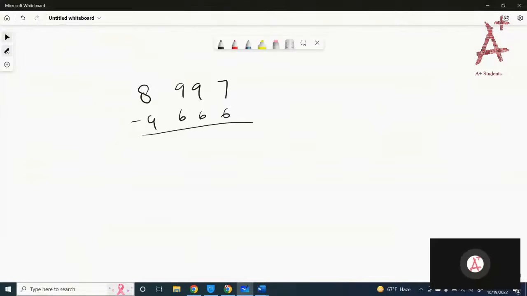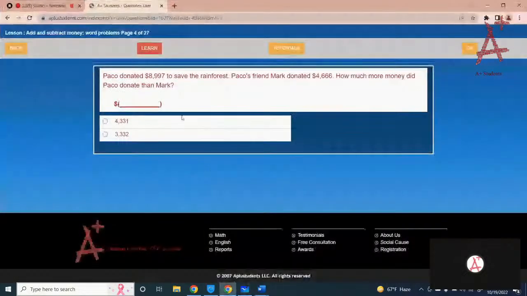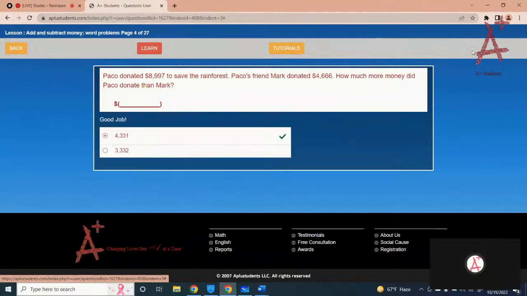Okay, 7 subtract 6 is 1. 9 subtract 6 is 3. Again, 9 subtract 6 is 3. And 8 subtract 4 is 4. That means he donated 4,331 more than his friend. Got it? So it would be 4,331. So just select the correct option and click on the OK button.